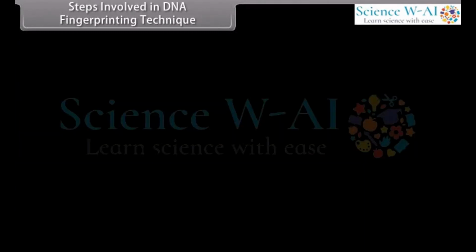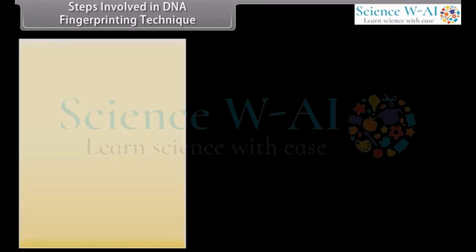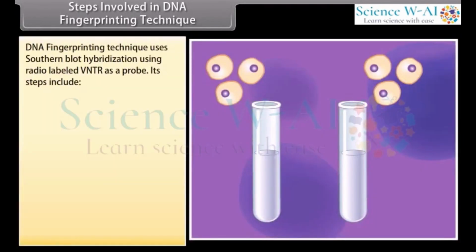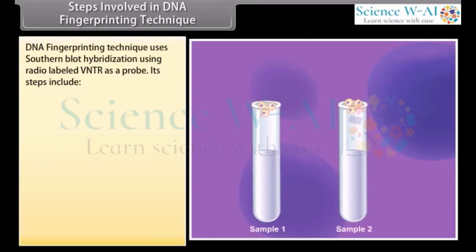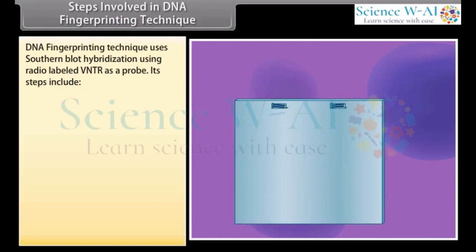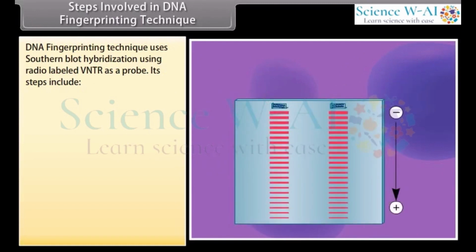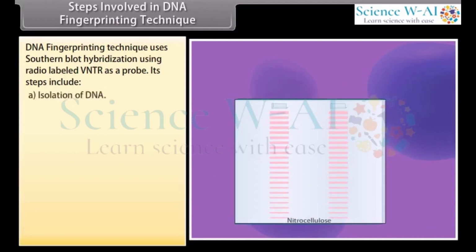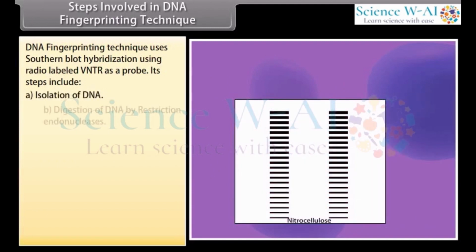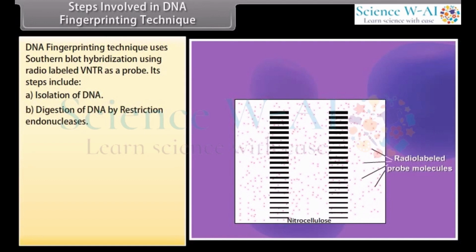Steps involved in DNA fingerprinting technique. DNA fingerprinting technique uses Southern blot hybridization using radio-labeled VNTR as a probe. Its steps include A. Isolation of DNA. B. Digestion of DNA by restriction endonucleases. C. Separation of DNA fragments by electrophoresis.